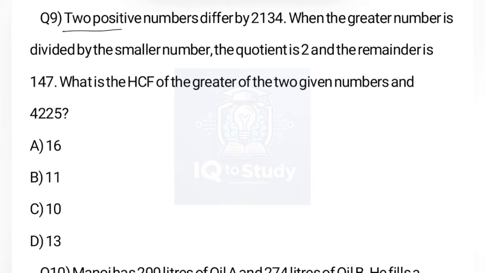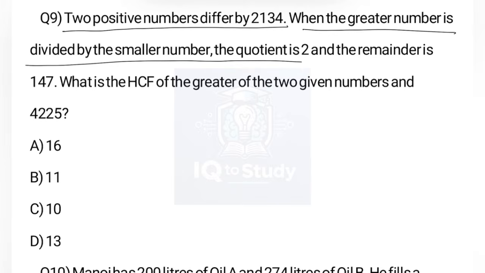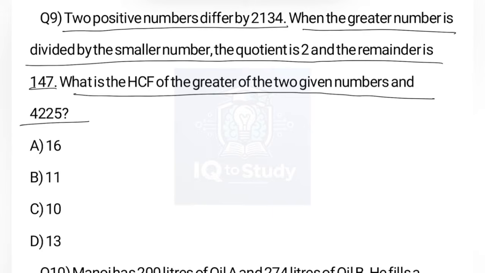Two positive numbers differ by 2,134. When the greater number is divided by smaller number, the quotient is 2 and the remainder is 147. What is the HCF of greater of the two given numbers and 4225? Let it be G and S. According to the question, G minus S is 2,134. And when greater number is divided by the smaller number, the quotient is 2. It means G is equal to 2S plus 147, which is remainder.